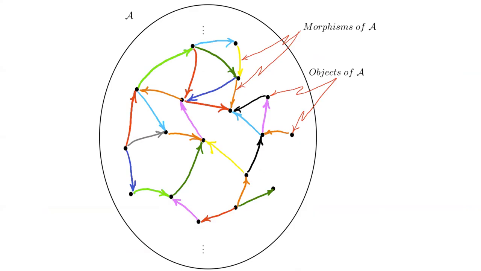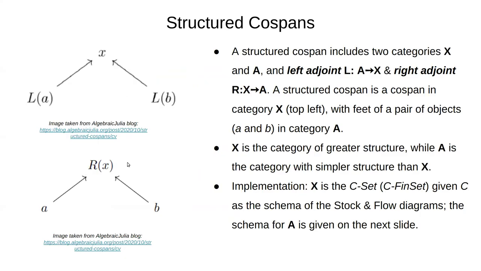Okay, so we're going to talk here about two categories. This is going to be a tale of two categories, A and X, okay? A will be a category associated with these feet. Little a is in category A, and b is in category A, excuse me. And this cospan is in fact shown in category A.